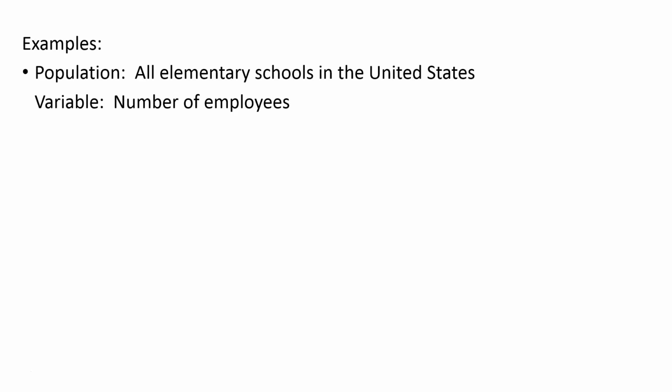And it's important to be aware of what your population is. For one thing, when you're looking at your data, this tells us that every row in the data is going to represent an elementary school. So when you're looking at the average of this variable, you're looking at the average number of employees in the elementary schools in your data set.